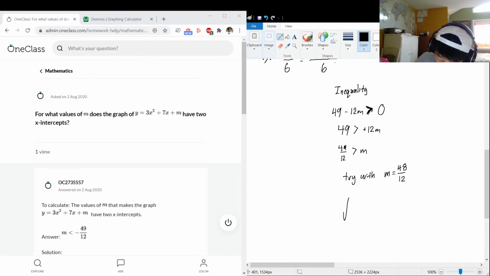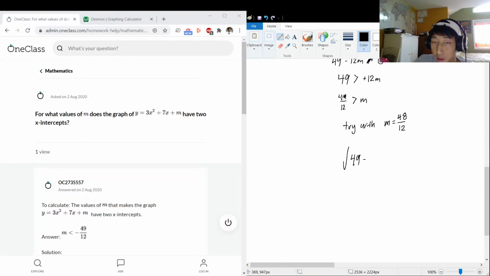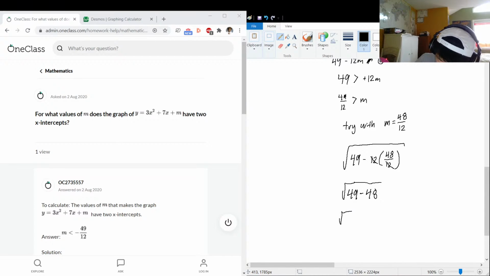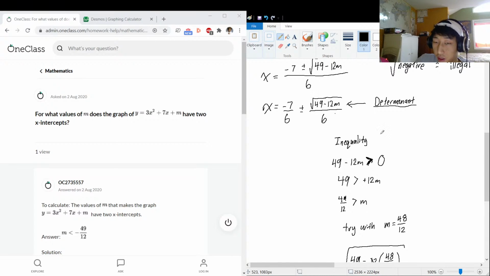So let's try the determinant. We know that it's 49 minus, what was it? It was 12 times m times 48 over 12. So we see how here, when we do the multiplication, 12 divided by 12, they neutralize each other, giving 1. So we have 49 minus 48, and that is just the square root of 1. So if we sub that in here, with m equals 48 over 12, we will see that we get a positive number on top here.